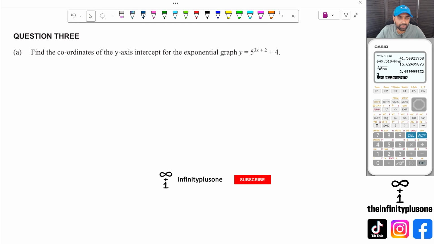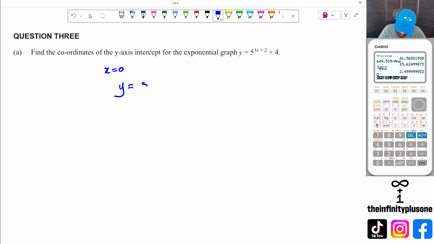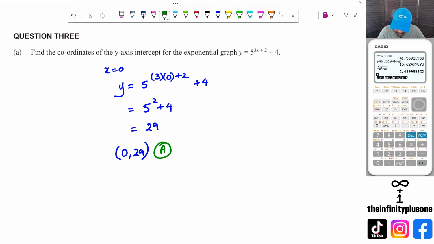All right, starting with question 3, what we've got is the coordinates of the y-axis intercept for this exponential graph. To find the coordinates of the y-axis intercept, we just put x equal to 0 and figure out what y is. So y is equal to 5 to the power of (3 times 0 plus 2), plus 4. That's 5 to the power of 2 plus 4, which is 29. So the coordinates are (0, 29). And just like that, you get an Achieved. We move on to the next question.